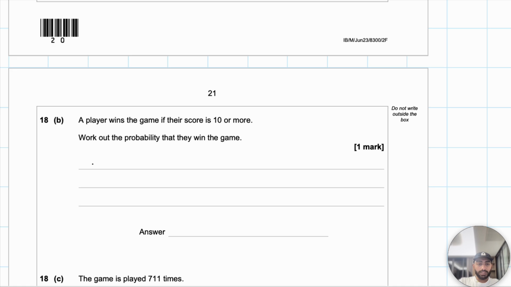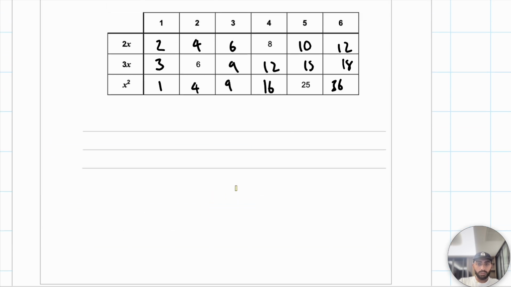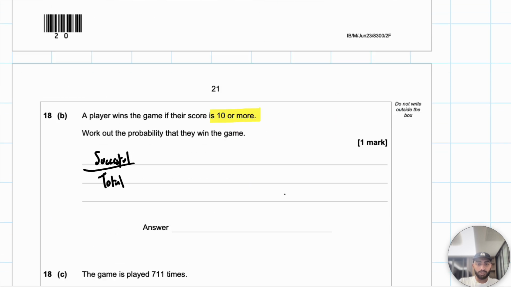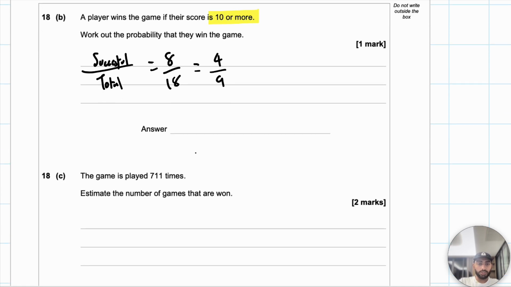So to work out probability, we need the amount of successful trials over the total amount of trials. How many times would they be successful? If you win when you score 10 or more, let's highlight all of those. That's 10, that's 10 or more, that's 10 or more, that's 10 or more, that's 10 or more. So altogether, we have 8 successes. And how many possibilities are there altogether? There's 6 in this row, 12 altogether, 18 altogether. So it's 8 out of 18. You can leave it like this, but I'll simplify it to become 4 over 9. I've just divided by 2 on the top and bottom.